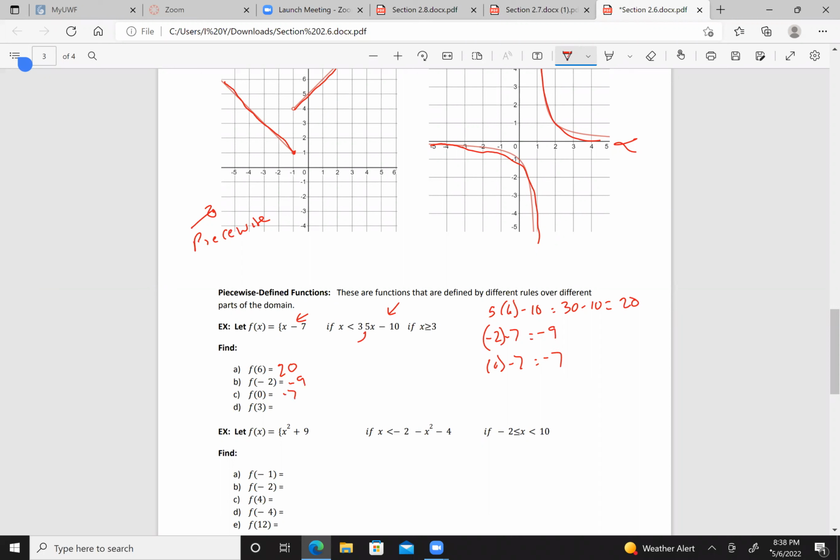F of 3, now x is equal to 3. So we'll use this one again. 5 times 3 minus 10. 15 minus 10 is 5. Okay.